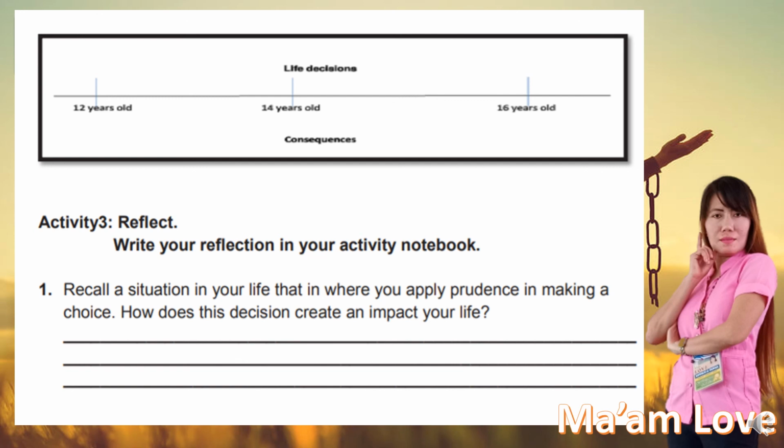And then, you're going to recall a situation in your life where you applied prudence in making a choice. How does this decision create an impact on your life? So that's simple. You're just going to recall the major decisions you made in the past. Then, did you apply prudence or cautious decision in making those actions? Okay, so that's your reflection for Lesson 2.